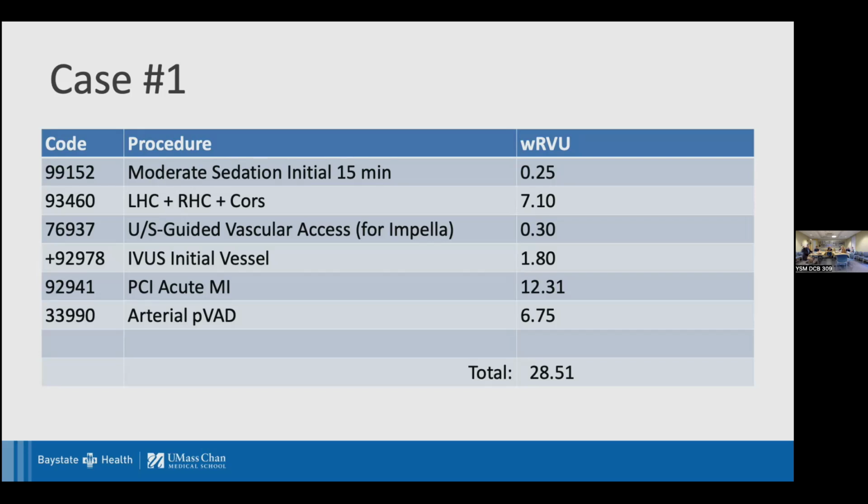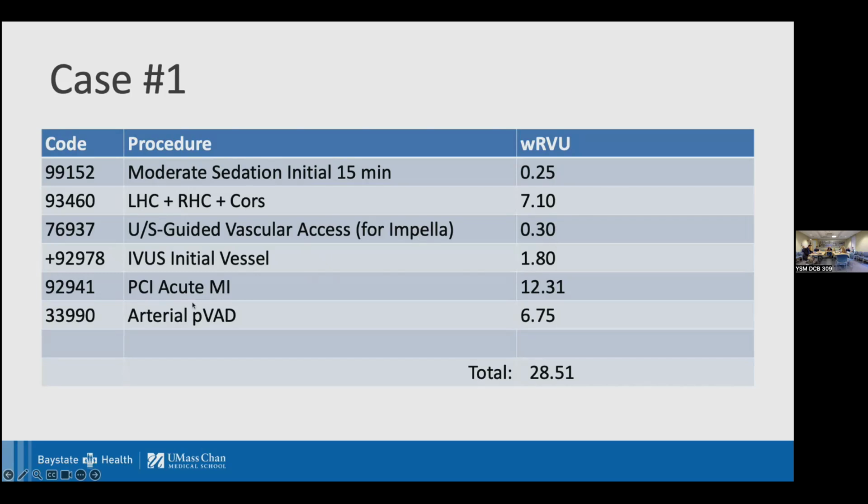There's a combined code that is worth fewer RVUs than doing the 2 procedures in separate settings. Now, ultrasound-guided vascular access is eligible here because you placed an Impella, right? So ultrasound-guided vascular access for left heart cath or right heart cath, we said is not eligible, right? Because that is bundled. But for the Impella, it is, and you get 0.3 RVUs for that.